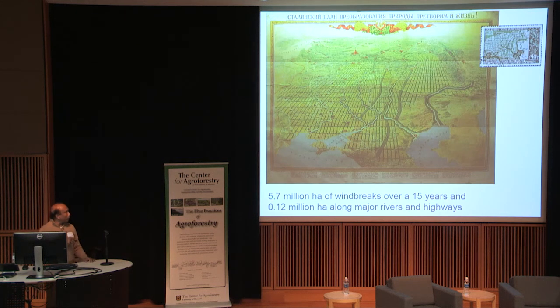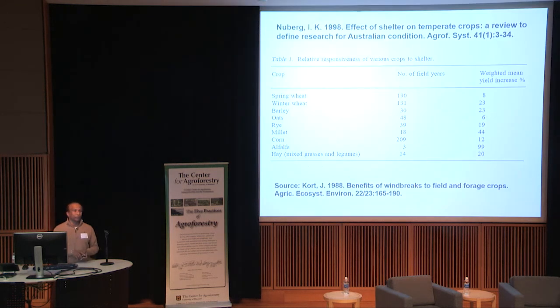They planted 5.7 million hectares of windbreaks over a 15-year period and 0.12 million hectares along major rivers. So you could imagine the amount of carbon sequestered by these soils because of the windbreaks. And not just carbon: improvement in soil physical, chemical, and biological properties, water storage, reduction of nutrient and sediment losses from sites, and also increasing crop yields. There are so many studies that support that when you have a windbreak, crop yields are going to be higher. I have selected these two studies.